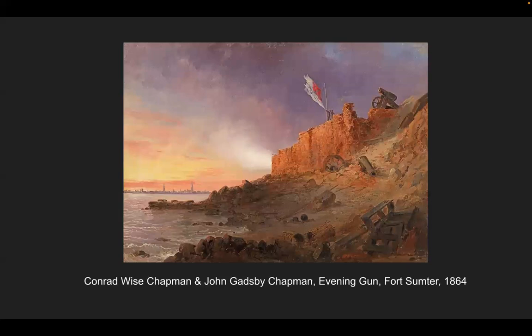Chapman, father and son duo, had the evening gun, Fort Sumter, in 1864. This painting was made off of a sketch after the battle had been completed. Notice how there are no dead bodies, not very realistic considering war has many casualties.